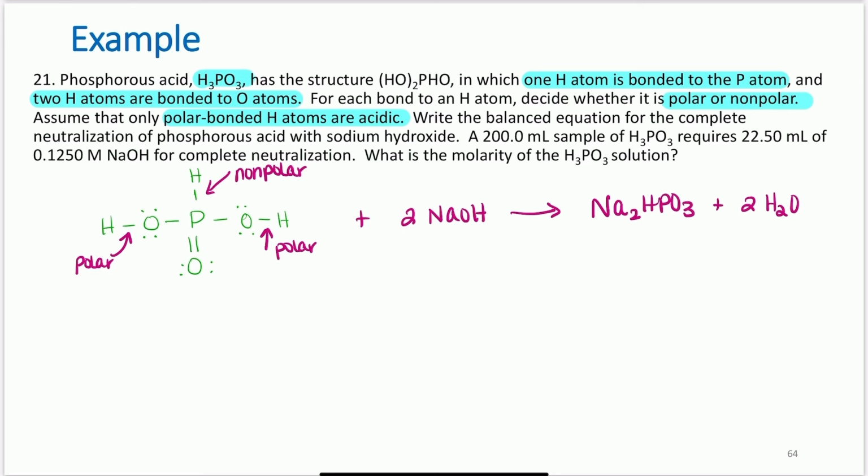Then it says a 20 ml sample of H3PO3 requires 22.50 ml of 0.125 molar NaOH for complete neutralization. What is the molarity of the H3PO3 solution? So I want number of moles H3PO3 per liter of solution. I know that I have a 0.1250 molar solution of sodium hydroxide.